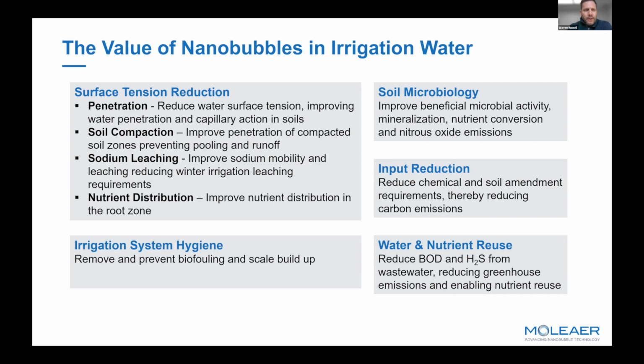And Michael was pointing out, we've really got these 5 key principles that apply to irrigation water and soil health and plant health. And it starts with introducing nanobubbles into the irrigation water. We're principally focused on surface tension reduction. That, as a consequence, has impacts on the penetration, soil compaction, potentially sodium mobility and leaching that sodium out of the root zone, and improving nutrient distribution across the system.